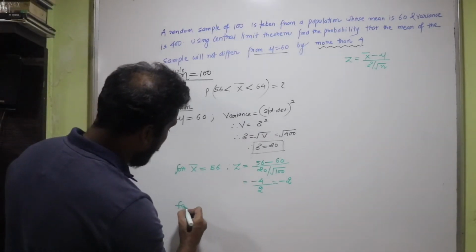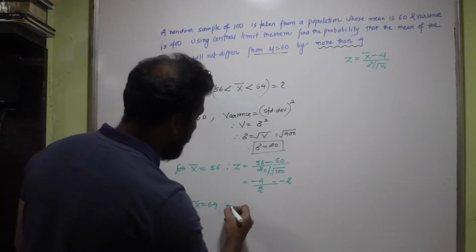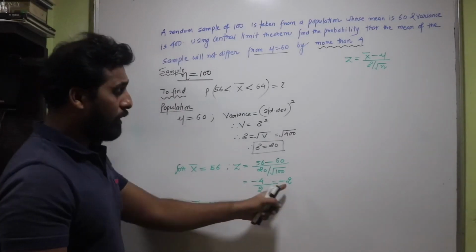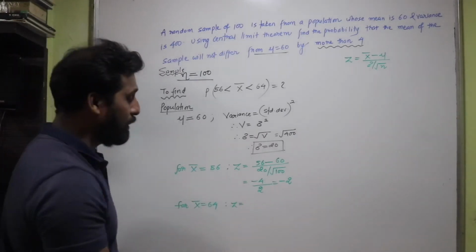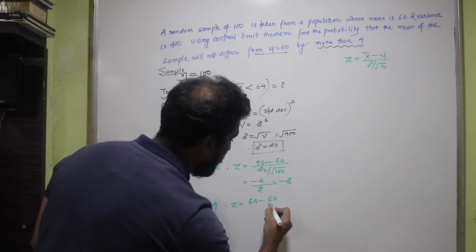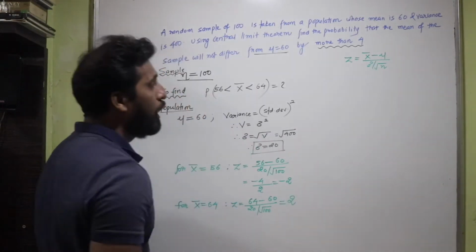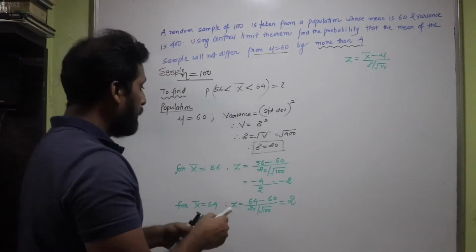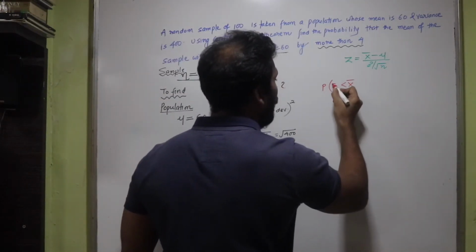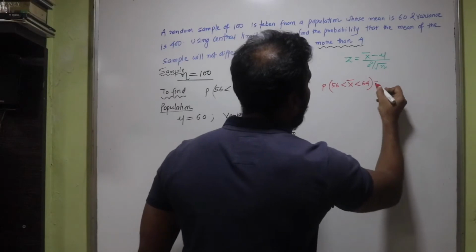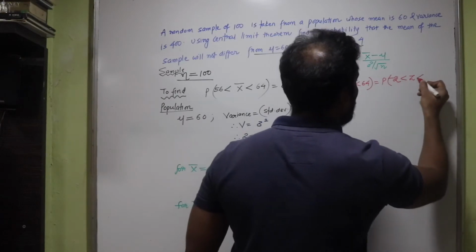Similarly, let's get the value for x bar equal to 64. It's now a very clear indication that for 64 it is just going to become plus 2, because 56 minus 60 gave me minus 4, and 64 minus 60 is going to give me plus 4. So let's write here 64 minus 60 upon obviously 20 upon root of 100. The value simply comes out to be 2. So therefore, finding the probability of x bar lying from 56 to 64 is as good as finding the probability of z lying from minus 2 to plus 2.